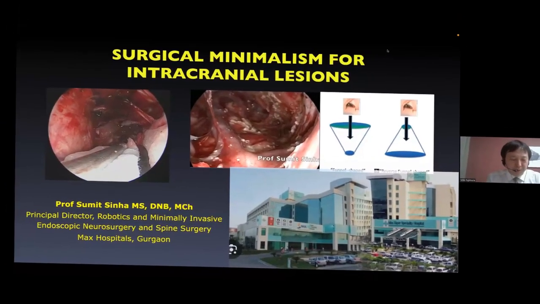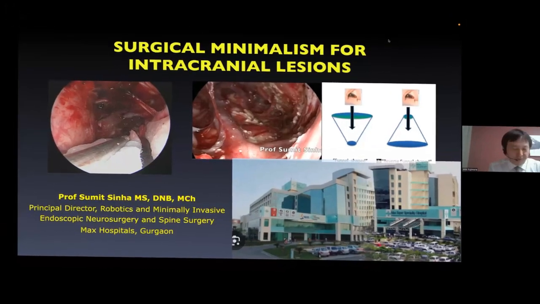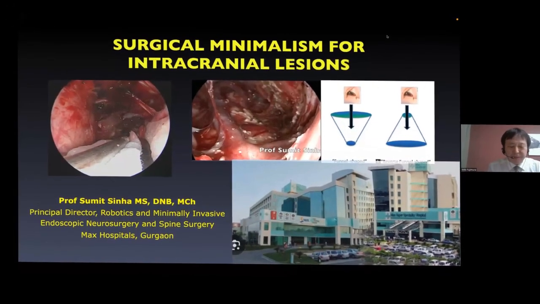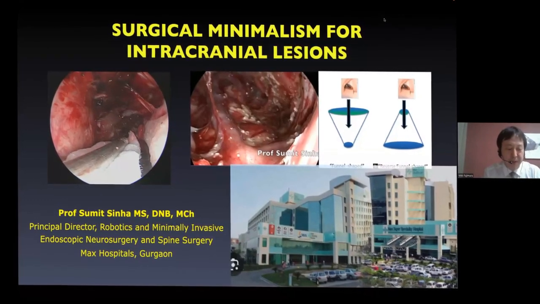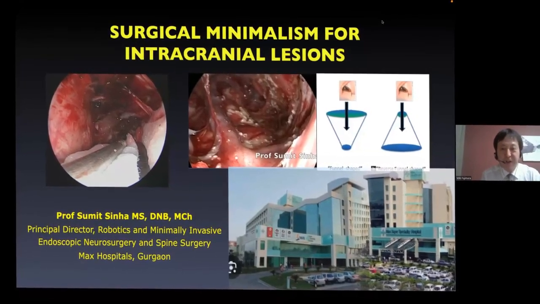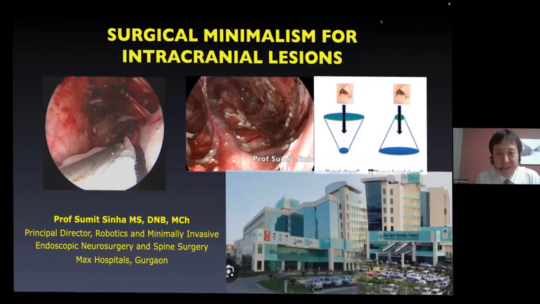So I want to move on to the last topic by Professor Sumit Sinha from India. His topic is about surgical minimalism for intracranial lesions. So, Dr. Sinha, are you ready for your presentation?